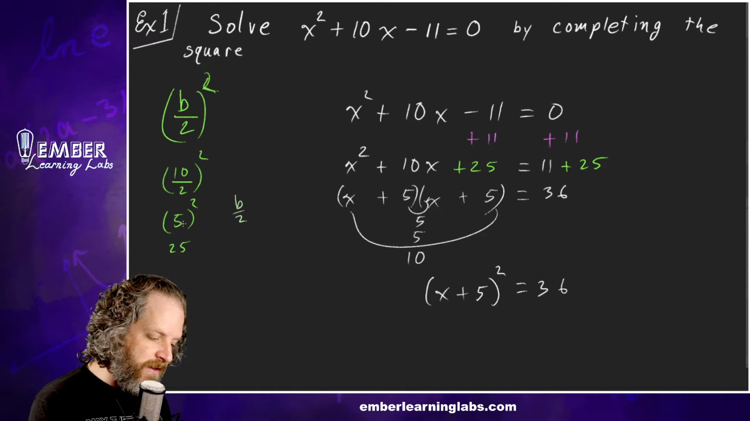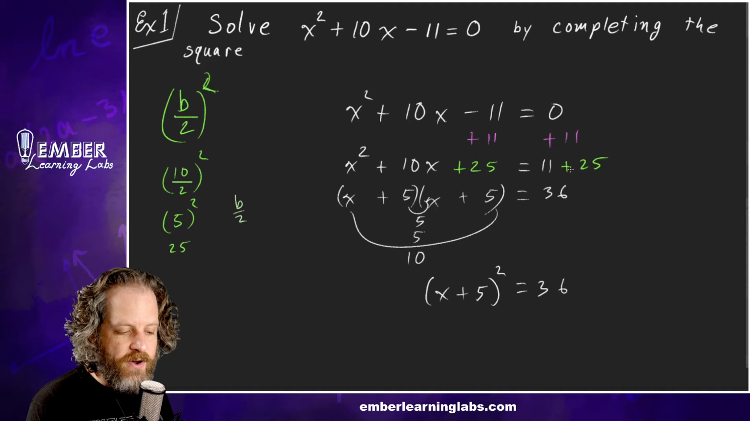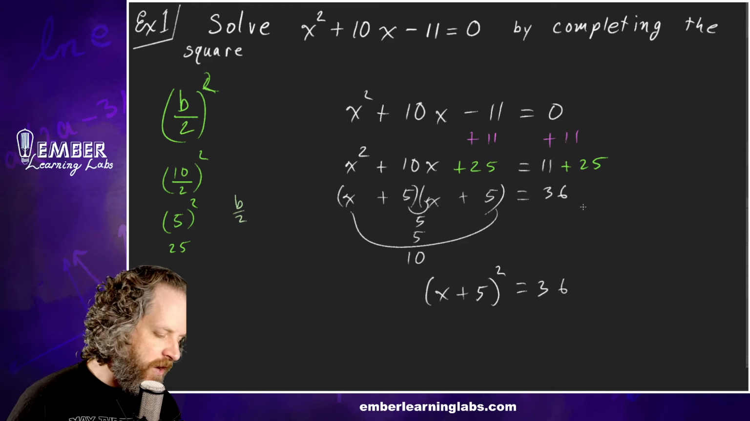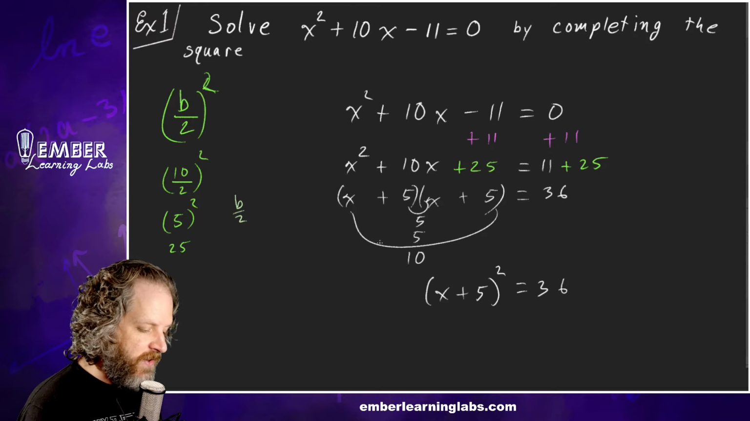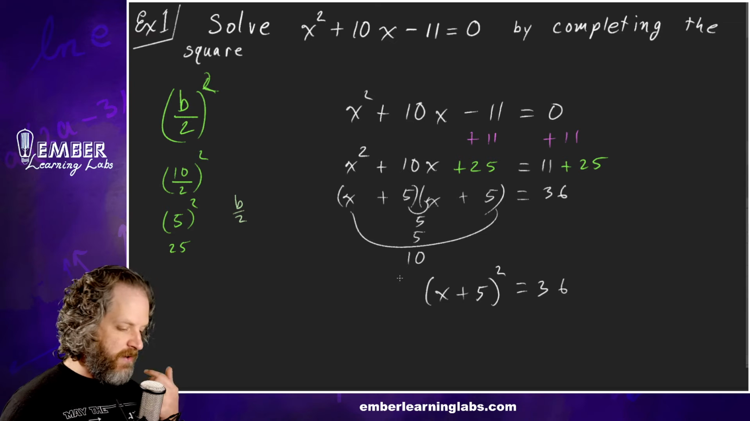You still have to do the b divided by 2 squared to get what you're going to add on the other side out here, right? But that's always going to be the case on the inside. We'll see some more complicated examples here in a minute.